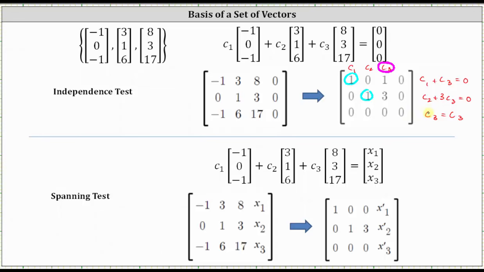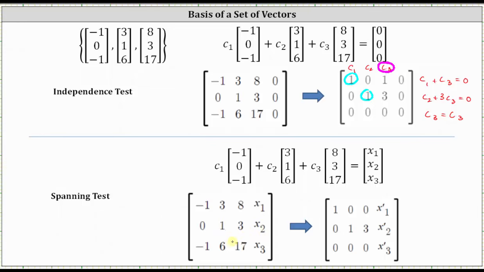The other option would be to perform the spanning test, where we take the linear combination of the three given vectors and set it equal to any vector in R3, which I've done here, where the components of any vector in R3 are x1, x2, and x3. And then we form the augmented matrix, which is the same as the augmented matrix as above, except column 4 is now x1, x2, and x3, rather than the zero vector.